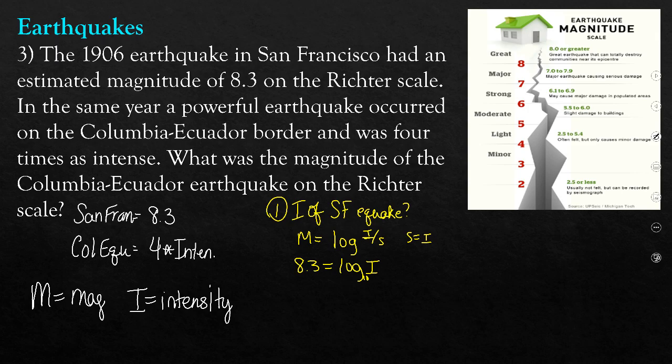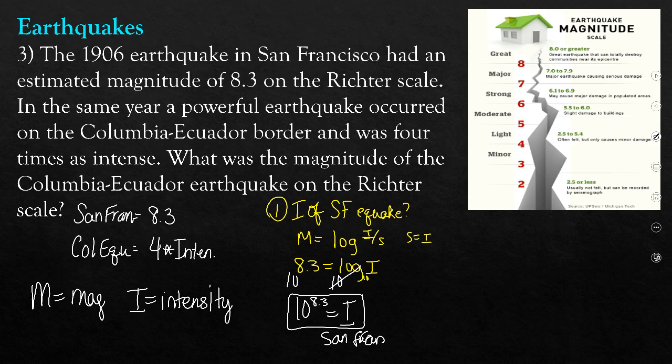So I'm going to exponentiate both sides, or you can rewrite in exponential form. So it's 10 to the power of 8.3 equals the intensity of the San Fran earthquake. Sorry, there's my I. There we go.